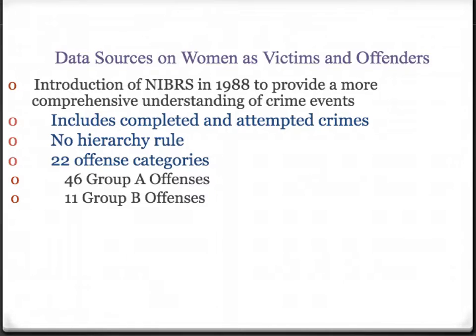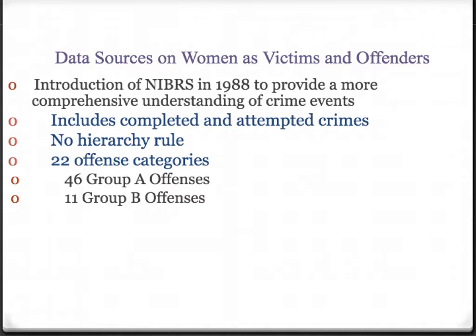Because the UCR has so many issues, we had the introduction of NIBRS, the National Incident-Based Reporting System, in 1988, which provides a more comprehensive understanding of crime events. This includes completed and attempted crimes. There's no hierarchy rule, so everything goes on here. And it includes more extensive data. Was there a presence of a weapon? Who was the victim? Who was the offender? What was the race? What was the gender or sex? What's the ethnicity? Like everything, the age. There's so much more complete data involved in NIBRS, but it's really expensive.